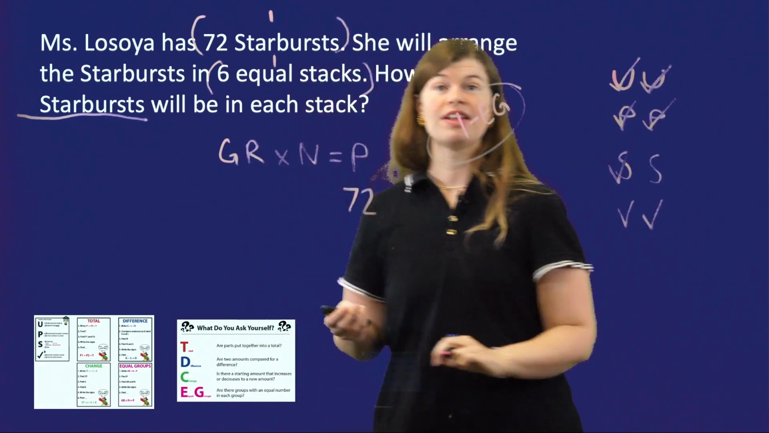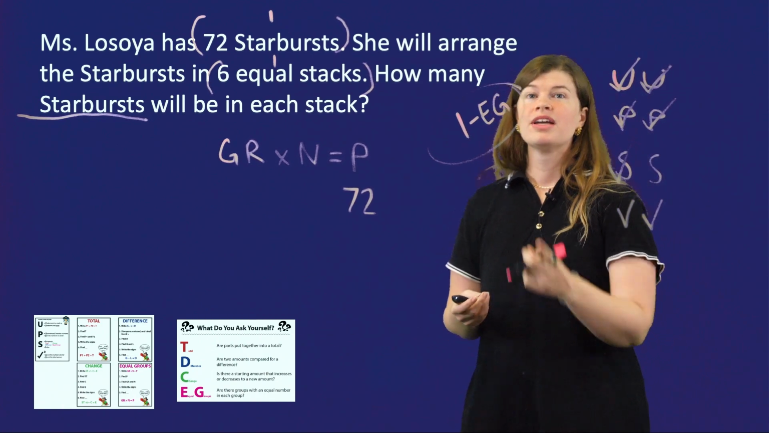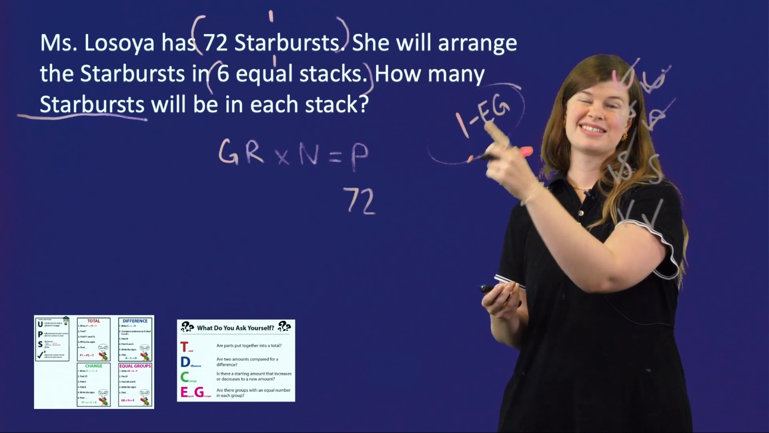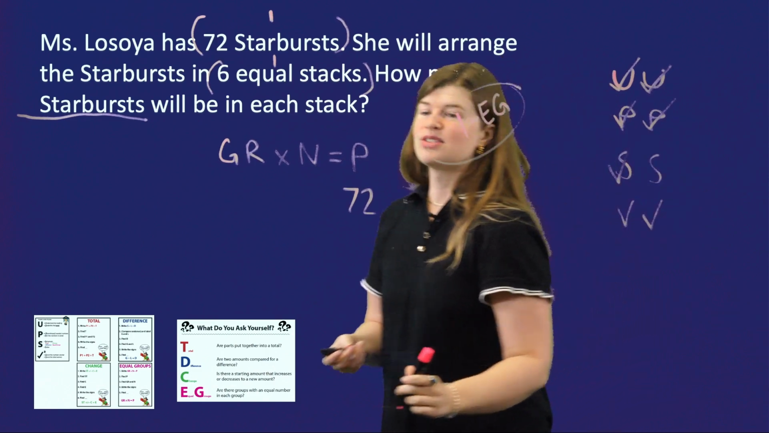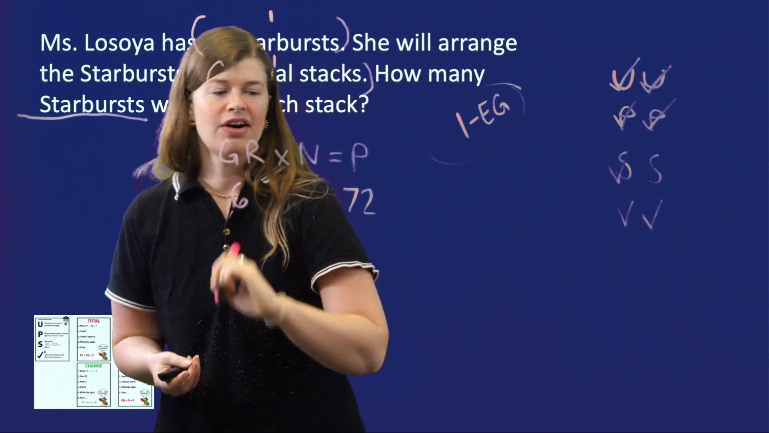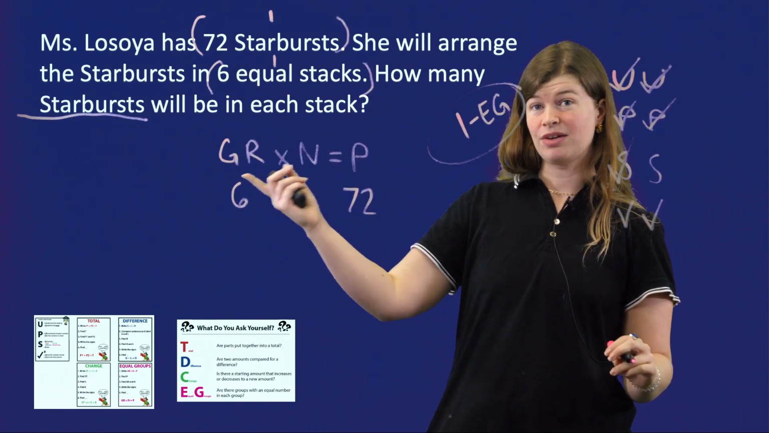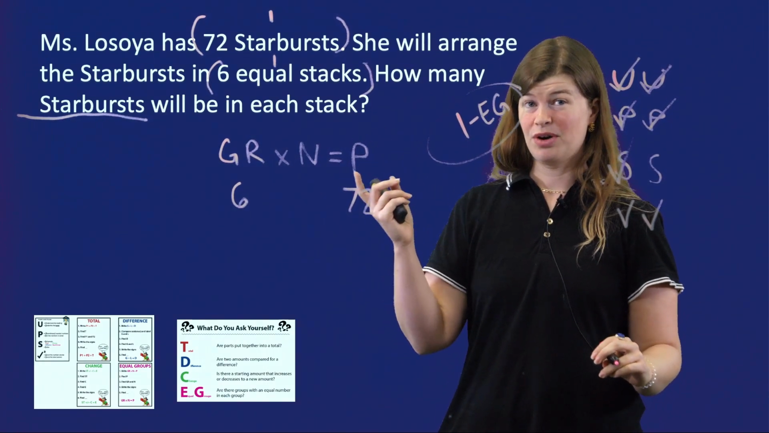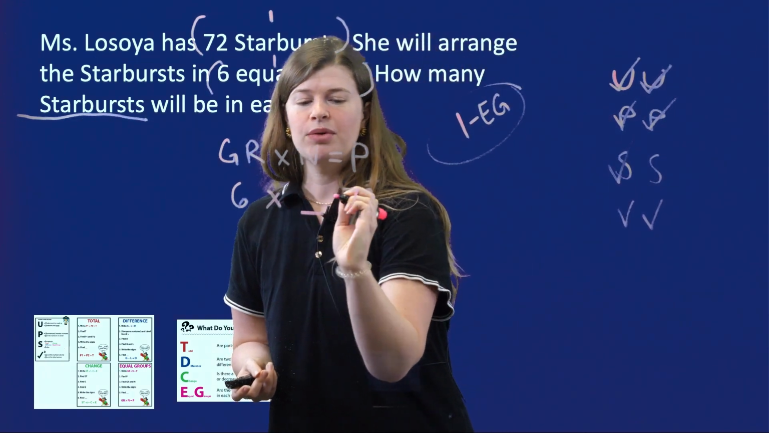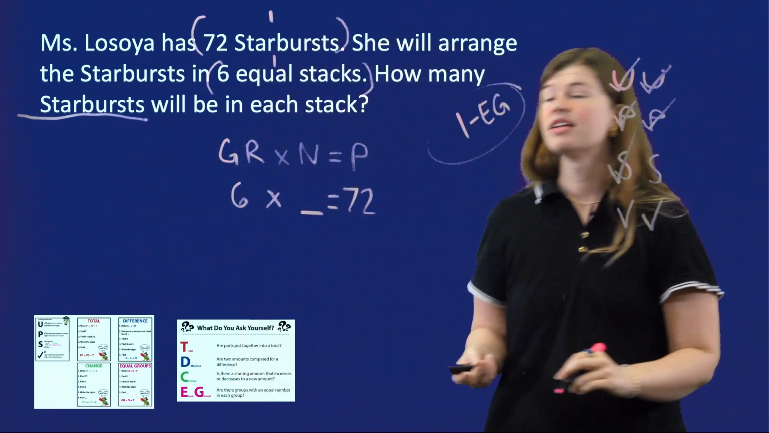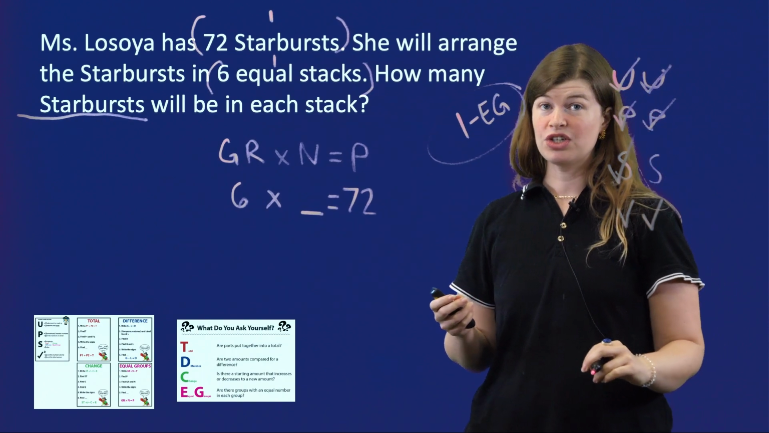I'm going to put that right under the letter P. So now I'm going to look for groups and number in each group. She will arrange the starbursts in 6 equal stacks. Those stacks are going to be our groups. So I'm going to put 6 underneath GR. Do we know the number in each group, or is that what they're asking for us? That's what they're asking from us. So I'm going to put a blank right here and I'm going to populate with our signs. So now I have 6 times blank equals 72.